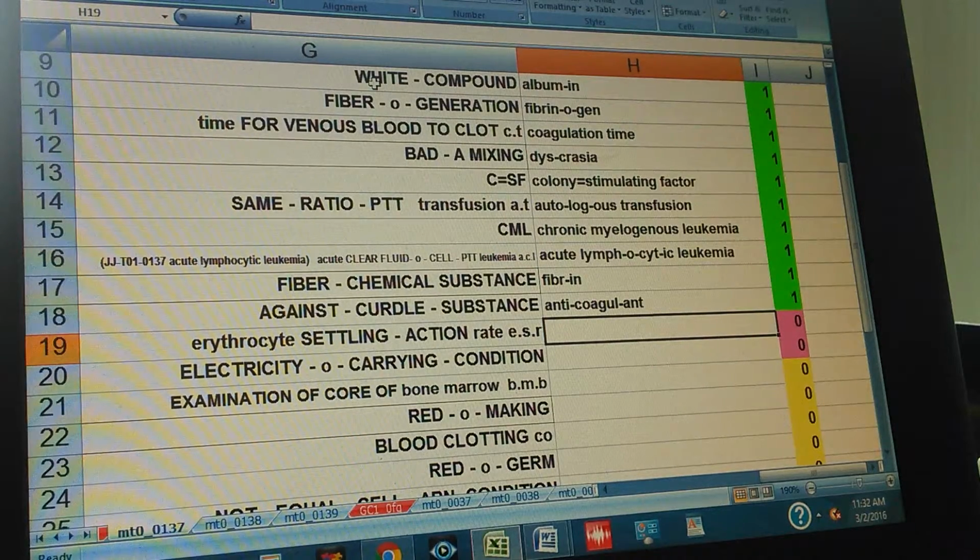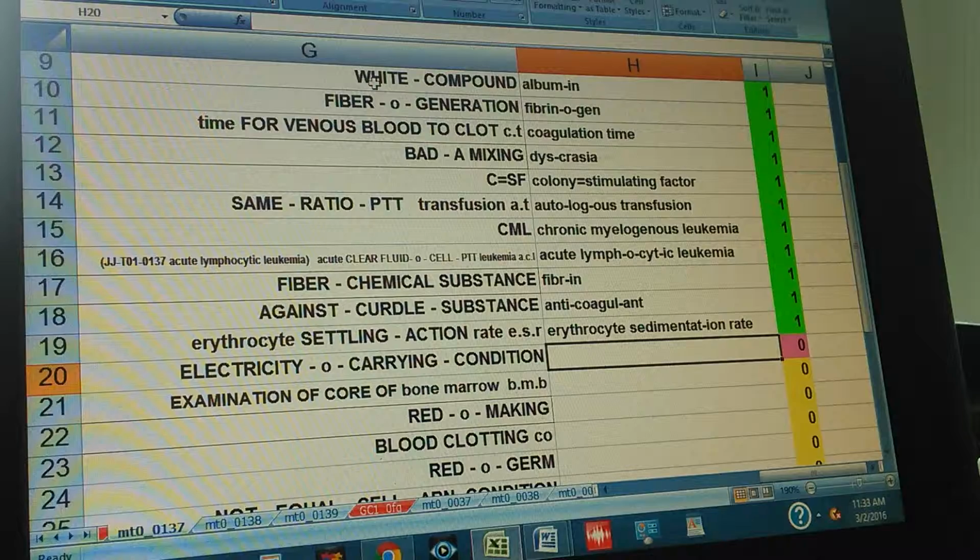Erythrocyte in lowercase, settling, action, and rate in lowercase. Erythrocyte. Sedimentation rate. Electricity, O, carrying, condition. Electrophoresis.